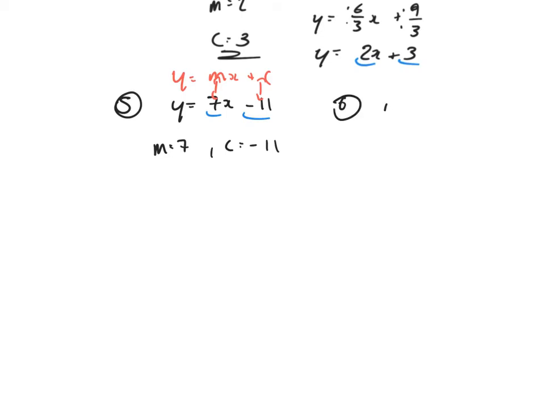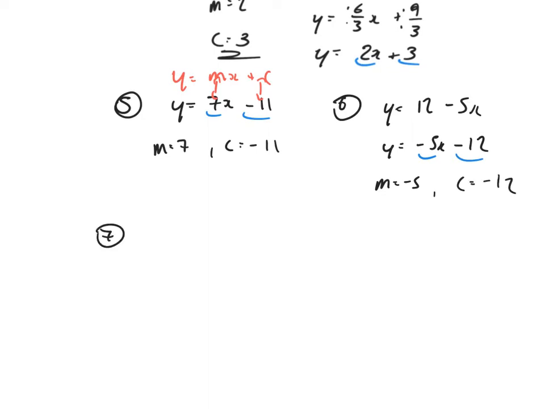Okay, example 6. y equals 12 minus 5x. Well, is that the form y equals mx plus c? Well, it kind of is, but let's just rearrange it a wee bit. Let's get it in more familiar territory, which is to put the x term first and then the number term last. So that'd be minus 5x plus 12. Okay, the gradient is minus 5 and the y-intercept is 12.